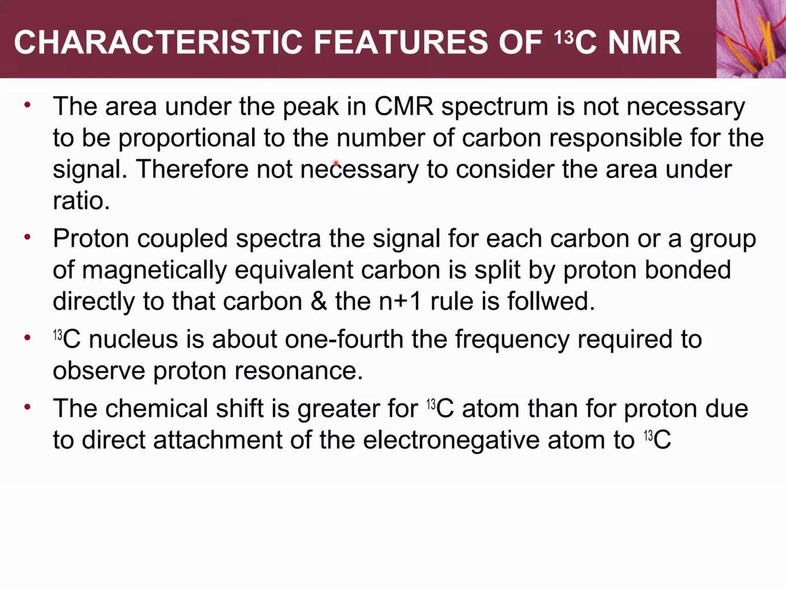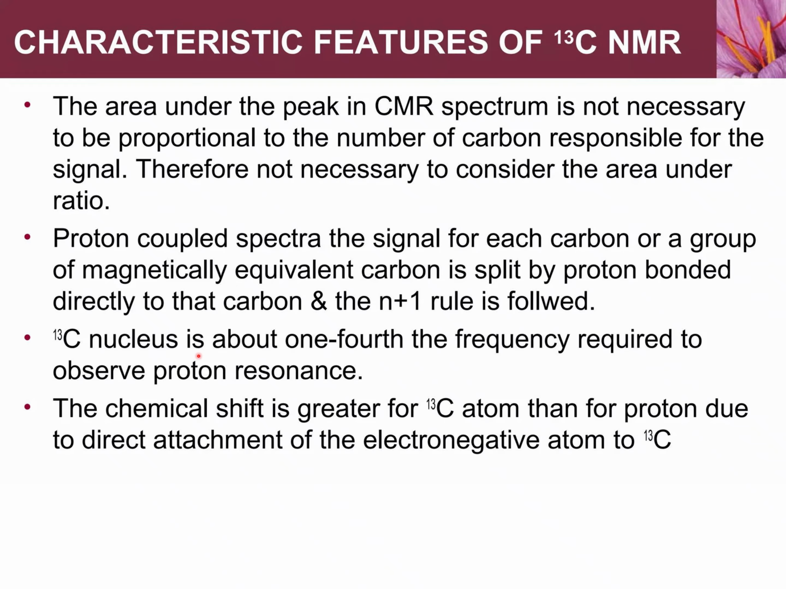The area under the peak in a carbon NMR spectrum is not necessarily proportional to the number of carbons responsible for the signal, therefore it is not necessary to consider the area ratio. In proton-coupled spectra, the signal for each carbon or group of magnetically equivalent carbons is split by the protons bonded directly to that carbon, and the n+1 rule is followed.